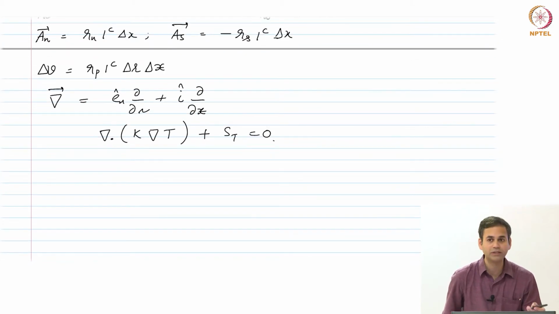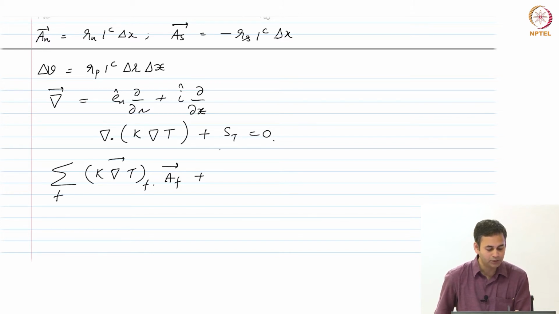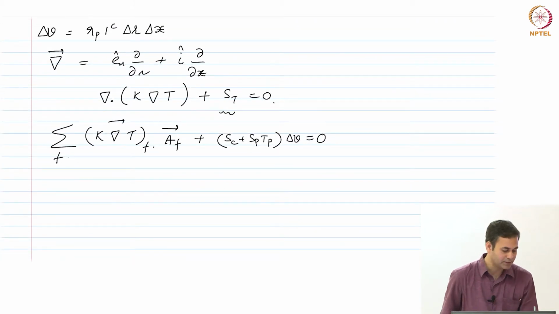Now, if you apply the Gauss divergence theorem and integrate this on a finite volume, then write the discrete form of this equation, that would be sigma over faces f of k grad T f dot A f bar, plus, if you say there is an average value for St bar, which we are modeling using a linear source term, Sc plus Sp Tp times delta V, equals 0. That is fine. Then what about the faces? The faces are the east, west, north and south.